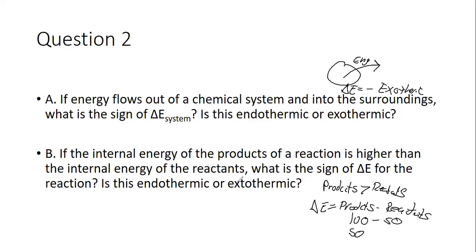All right, there's no questions. Well, it seems like there's a question. B is endo. Energy is going into the system. Delta E is positive and is endo. Yep. So if delta E is negative, that's always exo. If delta E is positive, that's always endo.